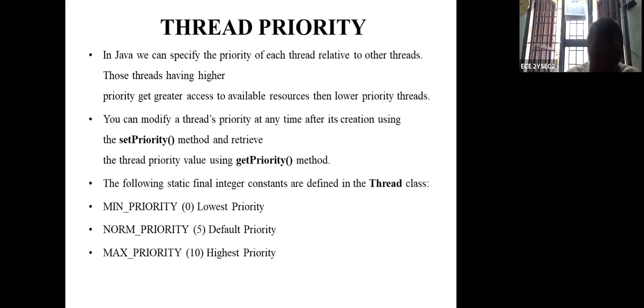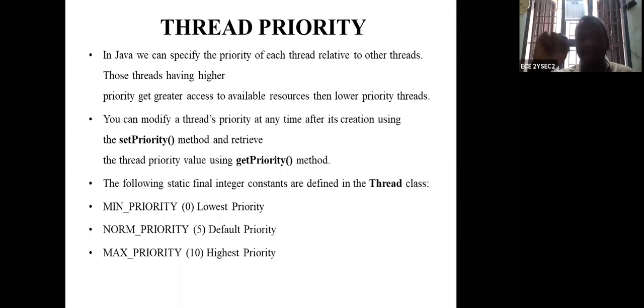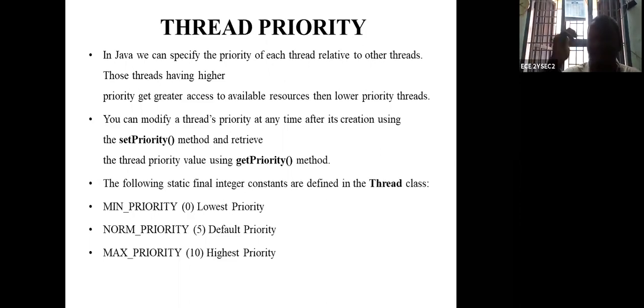Now, about thread priority: in the general execution of a thread, the highest priority is always executed first. Once the highest priority is selected, there is an option called set priority. To find out what the priority is, you can use the get priority method. If you want to set it, use set priority, and if you want to know the present priority, use get priority.